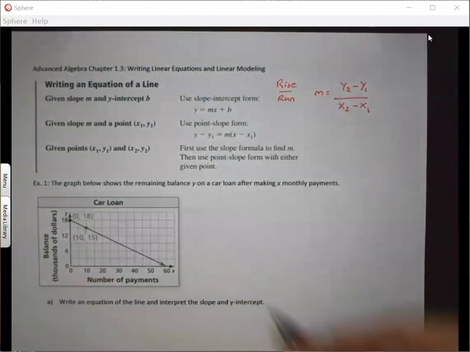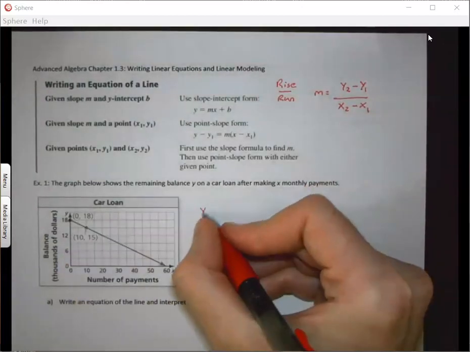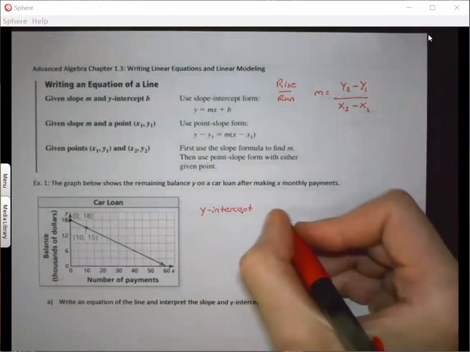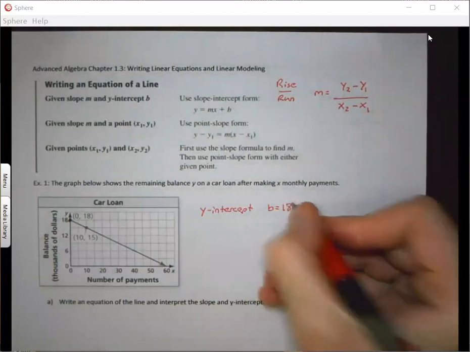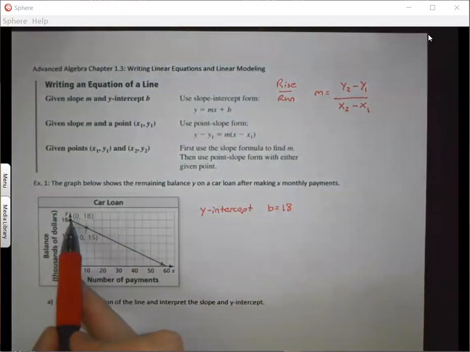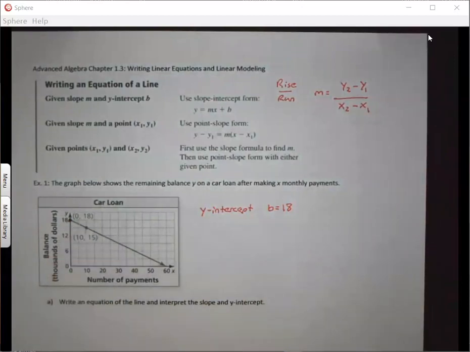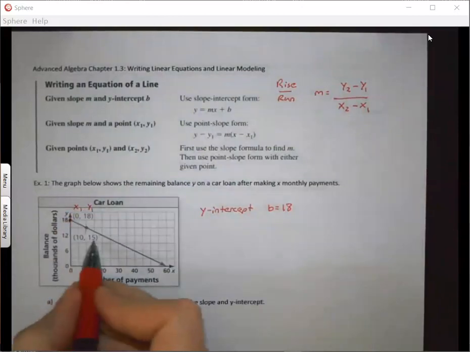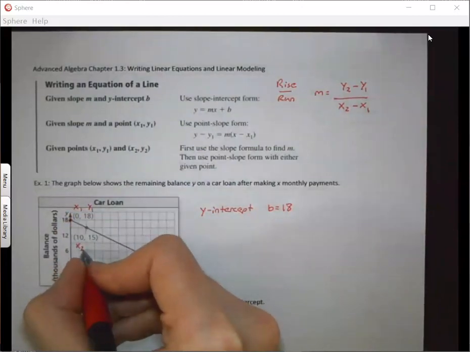Write the equation. We know our y-intercept, so our y-intercept is 18. Now we can use our points to find the slope. Before you plug numbers into the slope, always decide which point is your first and second and label them. So this will be my first, x1, y1. That will be my second, x2, y2.